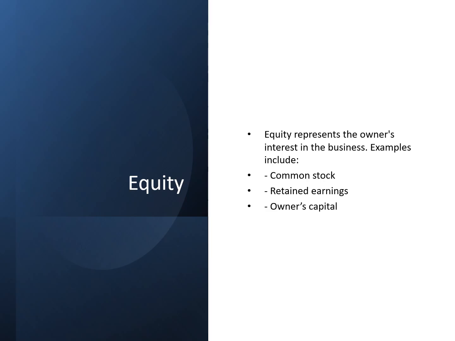Next is equity, which is basically what's left for the owners after all liabilities are paid. In a corporation, this includes things like common stock and retained earnings. In a small business, it might just be labeled as owner's capital. It represents the owner's share of the business.